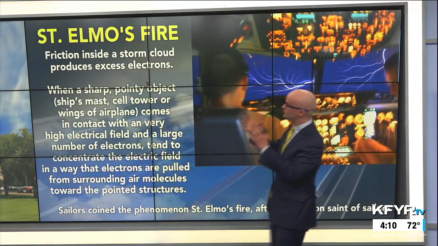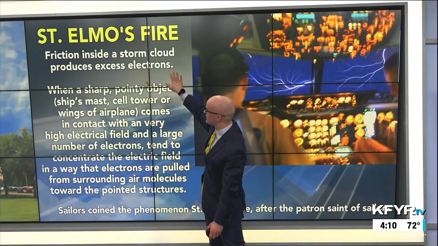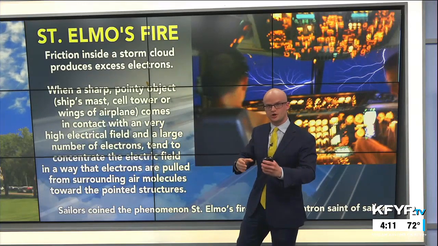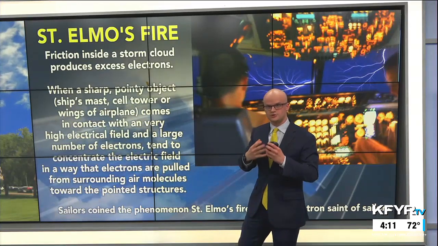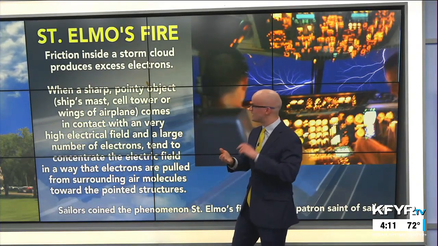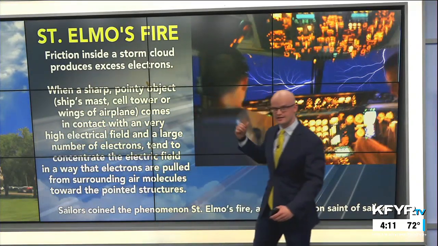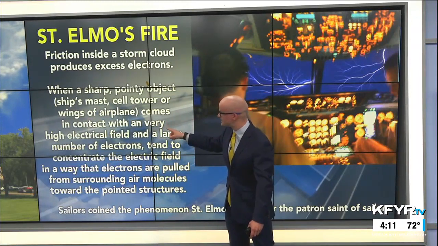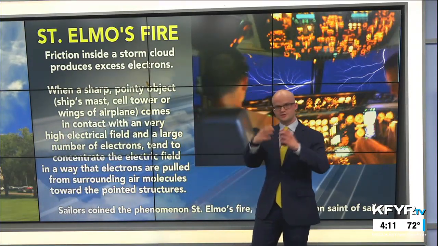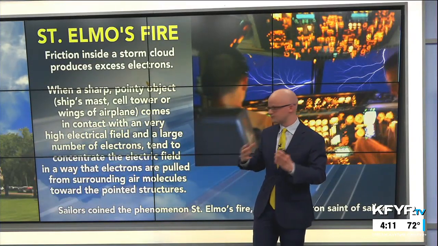So you have the friction within the storm clouds producing that excess amount of electrons, and the clouds want to discharge that amount of usually negative charge. So when there's a sharp pointy object, like a ship's mast, a cell tower, or the wing of an airplane in that video that we just showed you, it comes into contact with a very high electrical field that has a large number of electrons. So there's a big electrical field around some of these thunderstorm clouds.